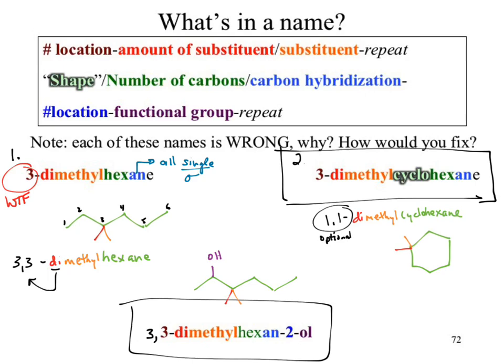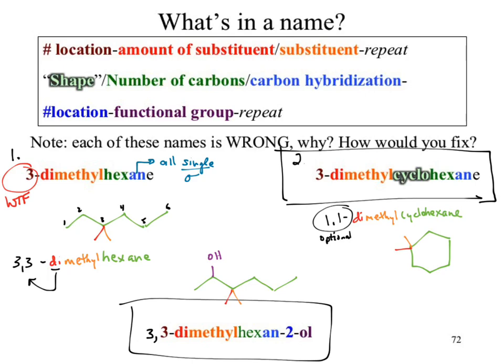At position 2, I have an -ol. The -ol suffix meant an alcohol. I need to draw an OH. Okay? So if I were to fix that name, it again needs to be 3,3-dimethyl hexane 2-ol. Okay? Kind of makes sense?